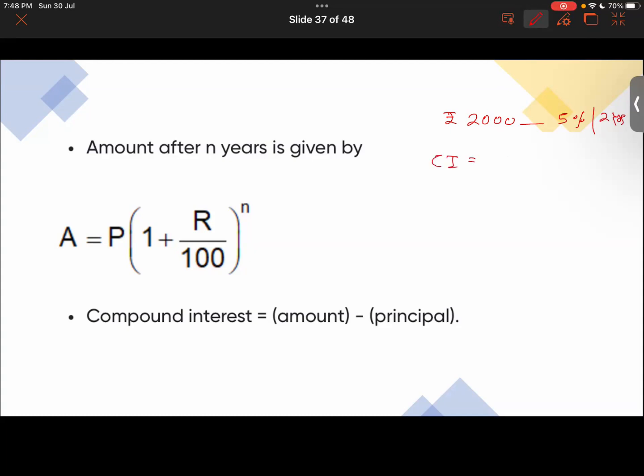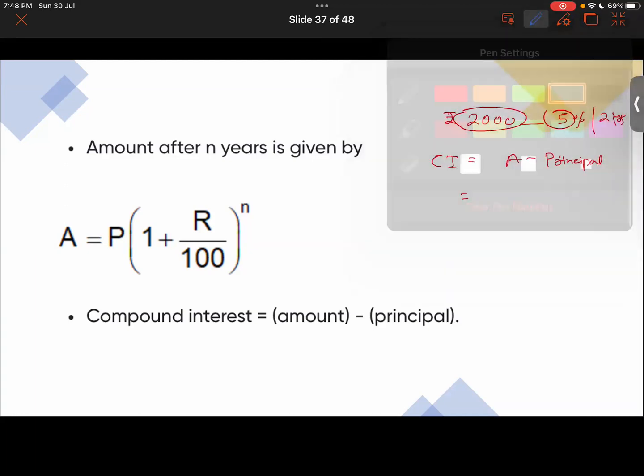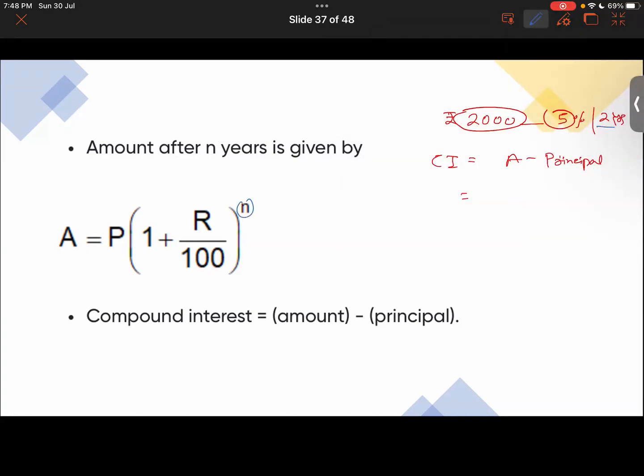So we know the formula is amount minus principal. So first we will find the amount here. To find the amount, we need principal. Principal is already given here, right? Rate is also given, 5%. And time is also given, that is 2 years. So we can find out the amount.